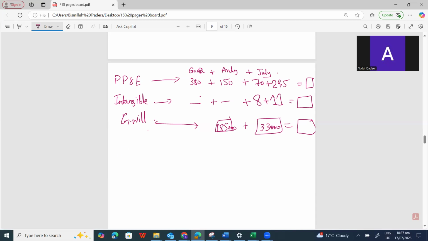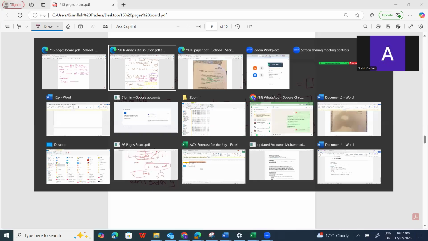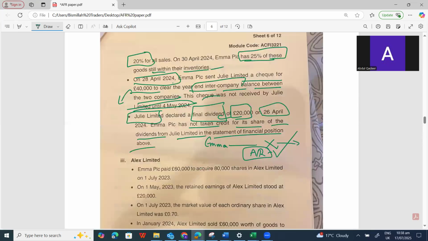Similarly, current assets, in the case of inventory for Julie Limited. What you have to remove from the inventory? For the inventory of Julie Limited, you put the amount from the individual financial statement.